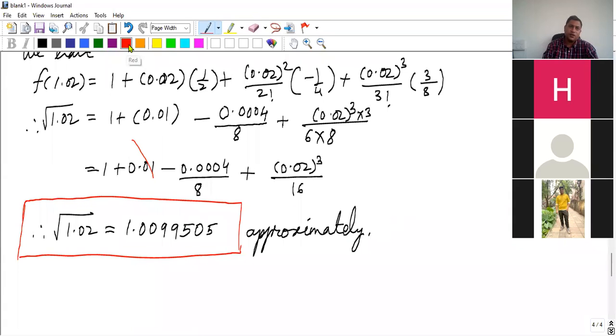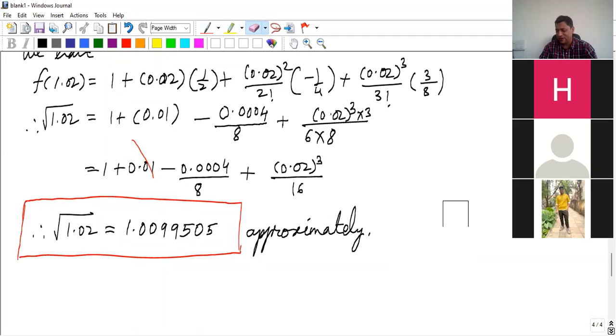Now give me the correct value directly by calculator. 1.0099, everything is the same, 505 at the end, and then the last digit is 4. So you can see how correct you have calculated. You have calculated correct up to 6 digits. We required up to 4 digits. That's good. This is how you can see how accurately we are able to calculate using this Taylor series.